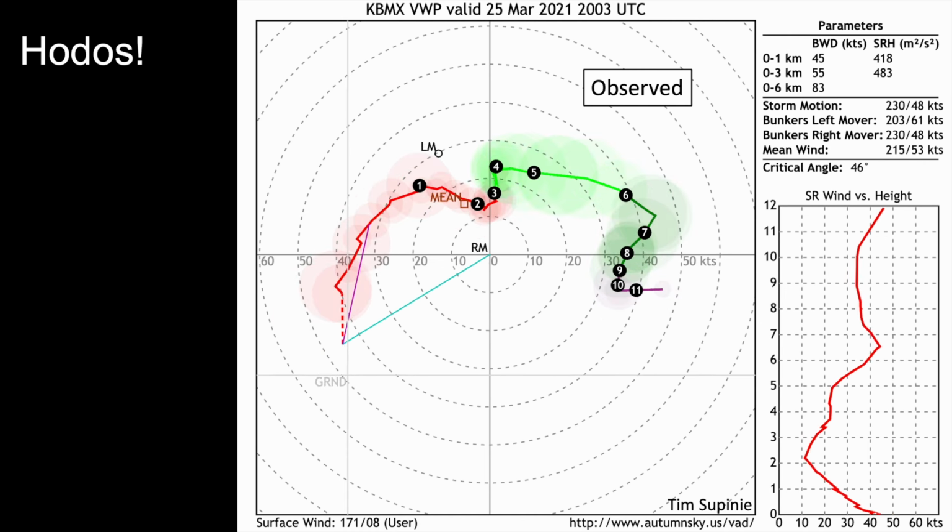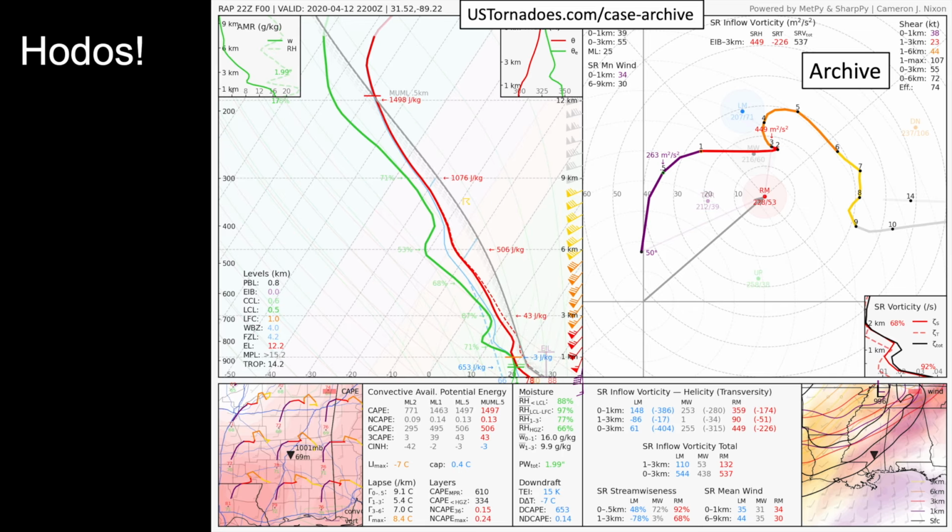We could also compare cases like this to cases that I've archived at the ustornadoes.com case archive page. There's a lot of really cool cases, both from a forecasting and historical perspective and from a storm chaser perspective, just showcasing a lot of different hodographs and skew-Ts that you can get for some pretty impactful or just otherwise interesting and photogenic events.